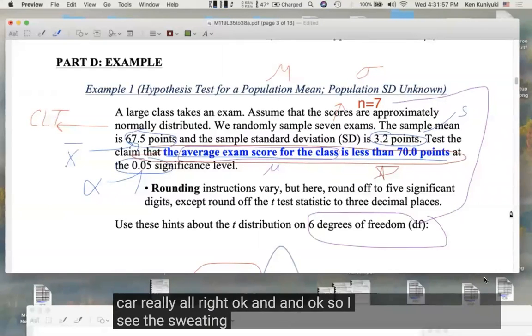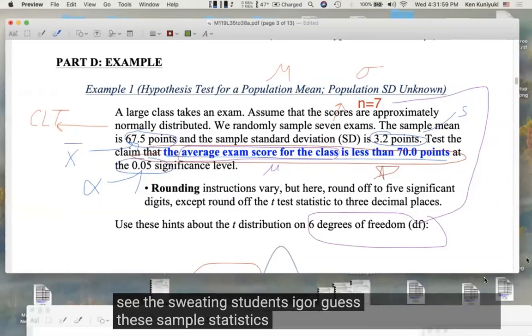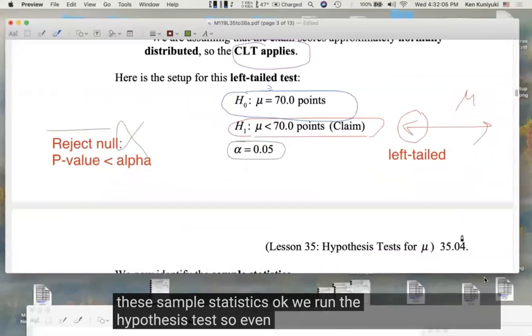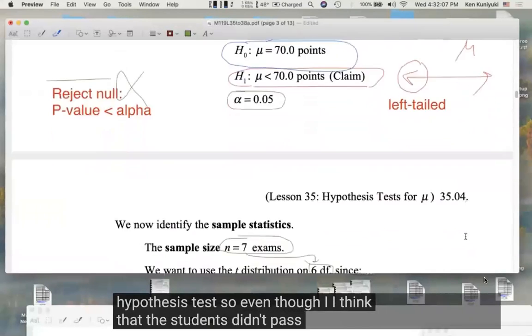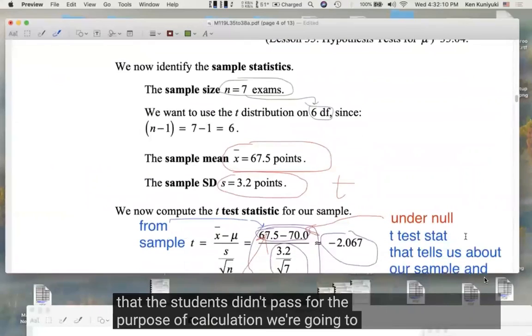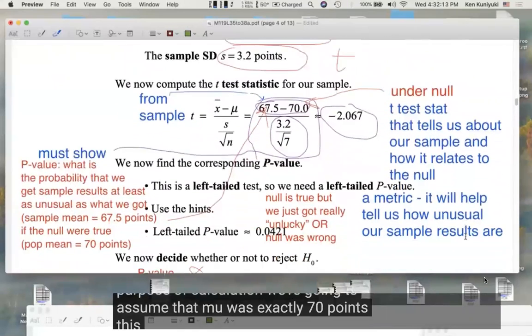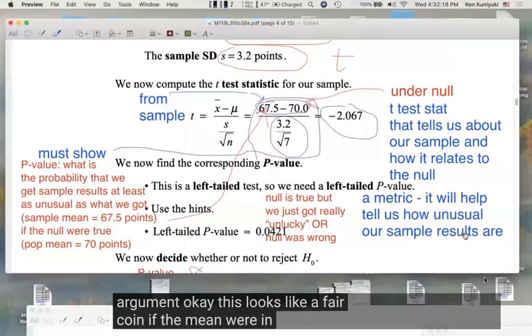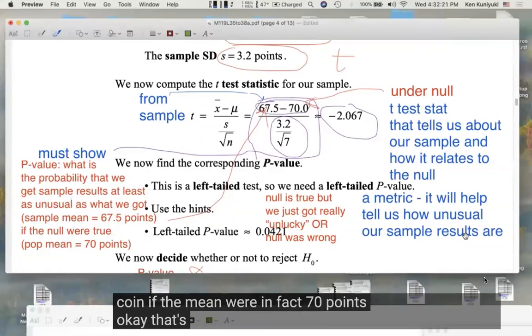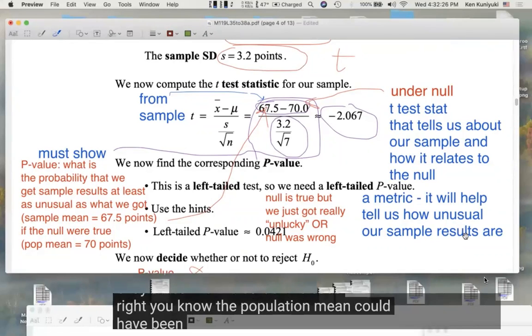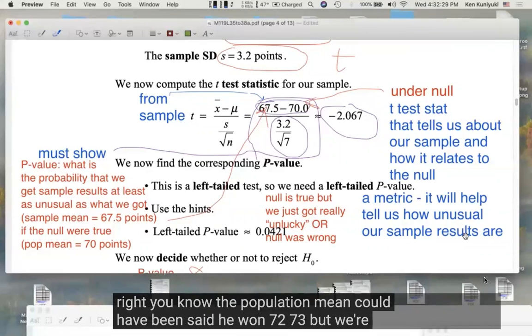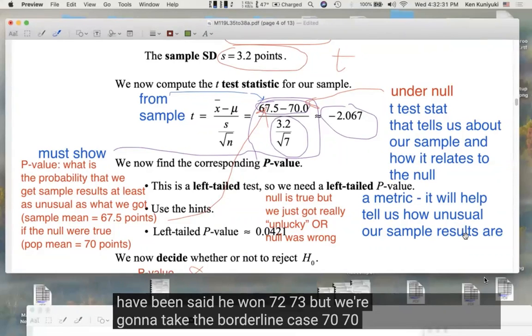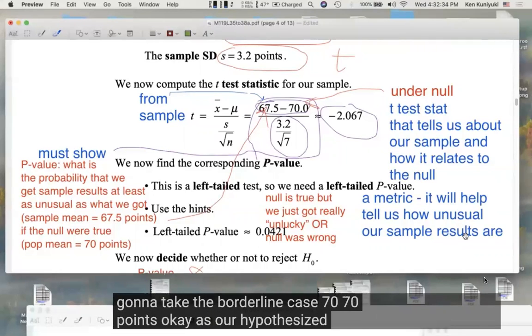So I see the sweating students, and Igor gets these sample statistics. We run the hypothesis test. Even though I think the students didn't pass, for the purpose of calculation we're going to assume that mu was exactly 70 points. This is for the sake of argument, like a fair coin. If the mean were in fact 70 points, that's the borderline case. The population mean could have been 71, 72, 73, but we take the borderline case, 70 points, as our hypothesized assumed value.